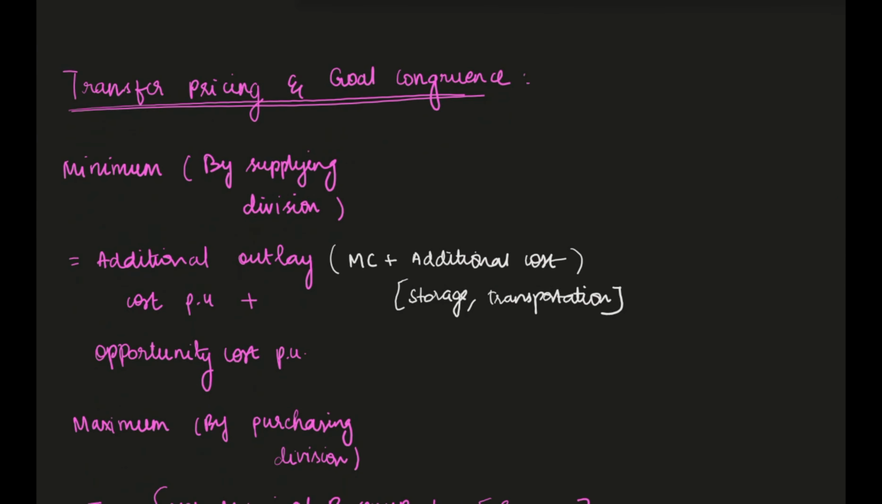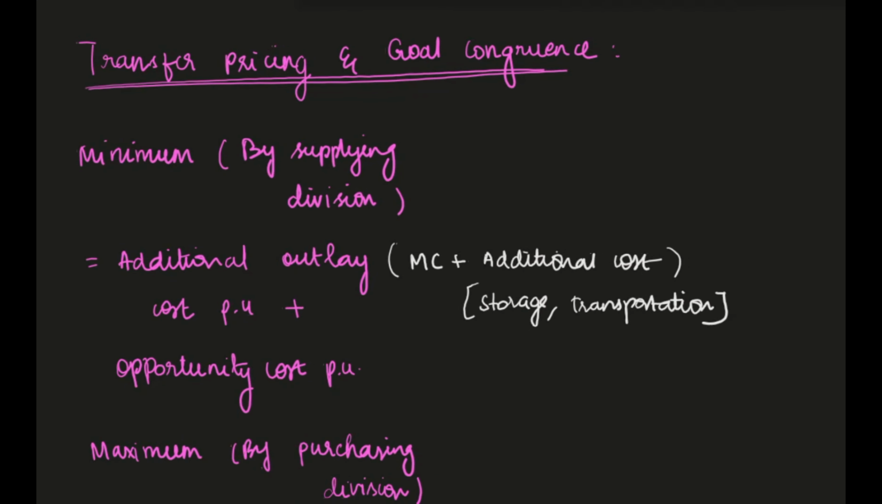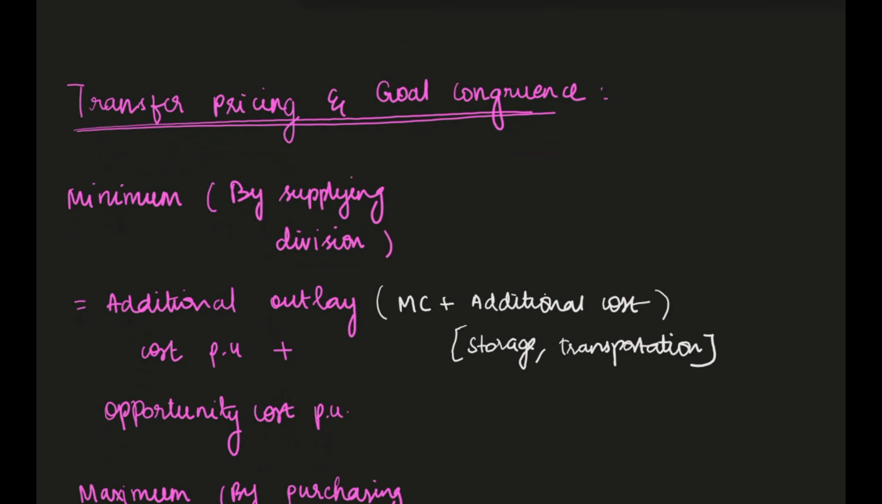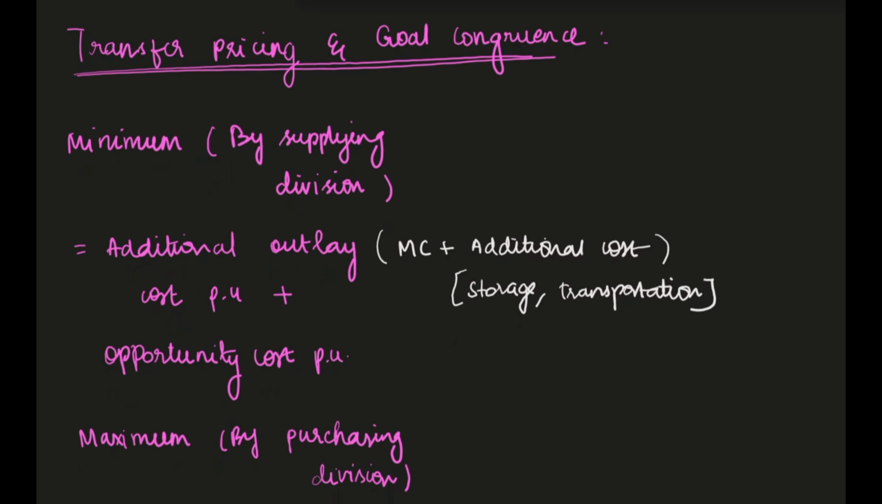Now let's come to transfer pricing and goal congruence. Even though these are two different divisions, they are working under one single organization. So the price should work for both of them, and both should be at a profit level. Now we will see what is the minimum price that can be given by the supplying division and what is the maximum price that can be paid by the purchasing division. First, the minimum price. Minimum price will be the additional outlay cost, which is marginal cost plus any additional cost in cases of storage or transporting to the second division. That will be the additional cost incurred by them, per unit.